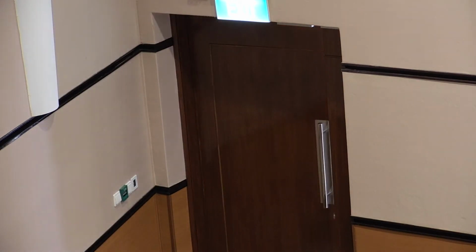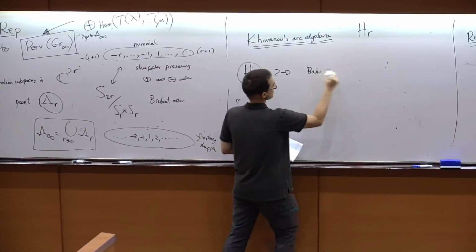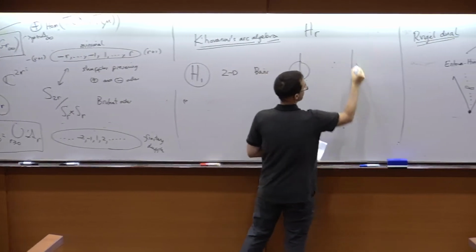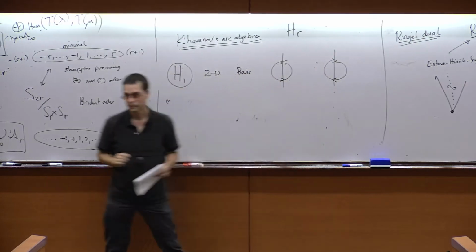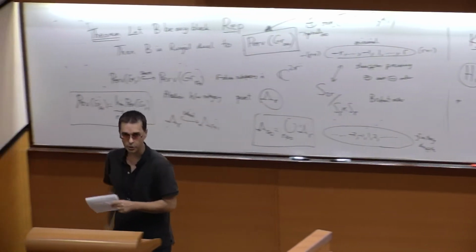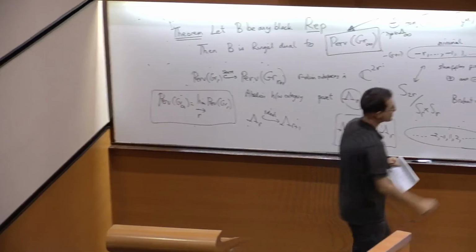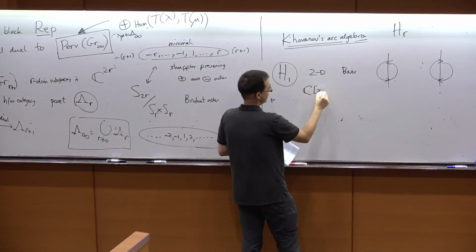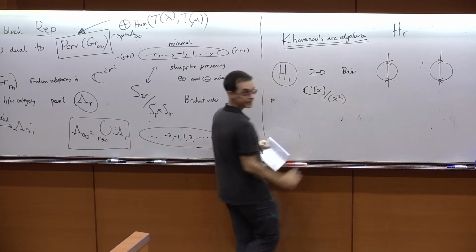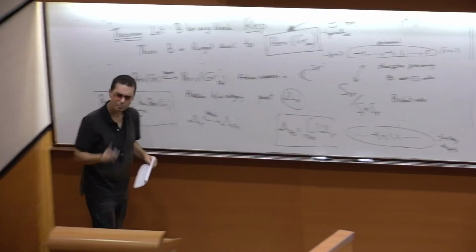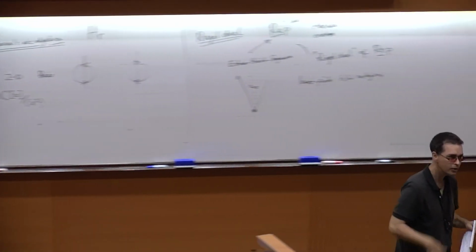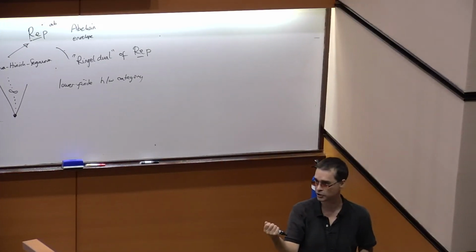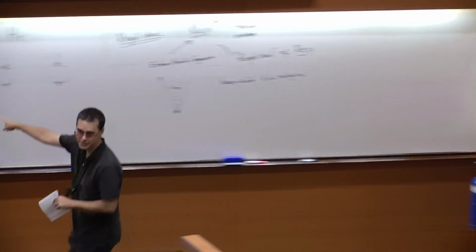So H1 is very boring. It's a two-dimensional algebra, and I'm just doing it by example so you see what the basis looks like. The basis is these two diagrams: the counterclockwise circle and the clockwise circle. It's not completely boring because it's the cohomology of CP1, and so it's got a Frobenius algebra structure. So there's a little bit going on, but it's still a pretty boring algebra.